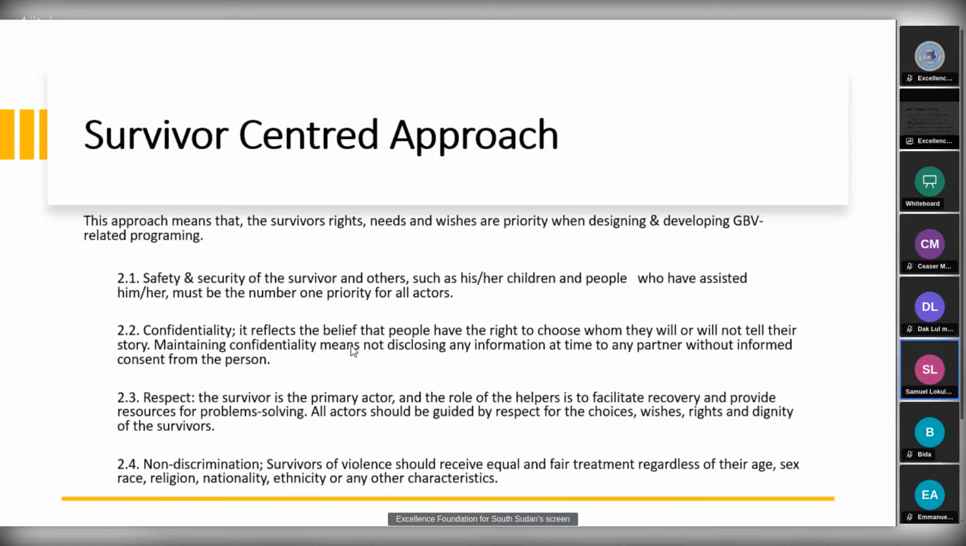So therefore, the survivor is the primary actor. So your role as the helper is to facilitate recovery and provide resources for problem solving. So if this survivor comes to you, or you have identified anyone that needs help, know that this is the primary actor. So you need to facilitate, you need to communicate, inform other people that we have ABCD, that this person needs to be assisted, but don't dictate ways of how this survivor can be helped. You need to respect her wishes or his wishes, the rights and the dignity. That's why confidentiality comes in very key, that in anything that you're doing, you need to be confidential. If it cannot be reported to anyone, you need to keep it as your own. If it means follow up, you need to follow up.